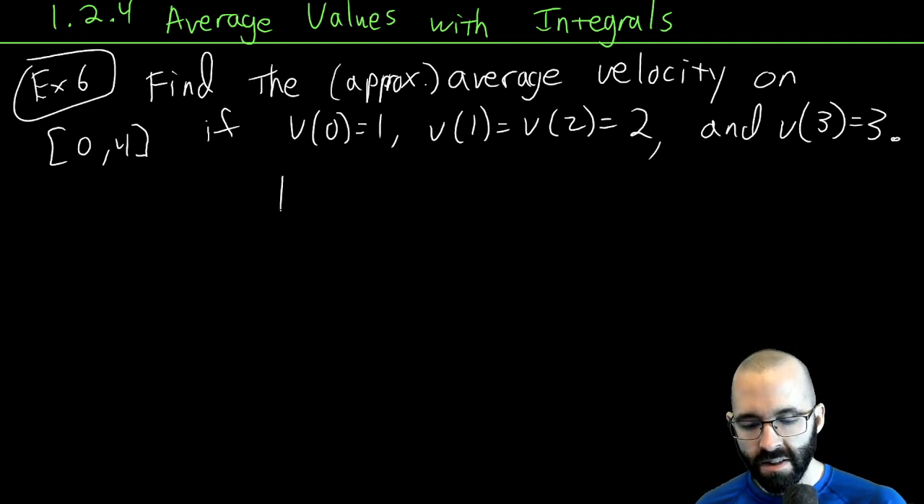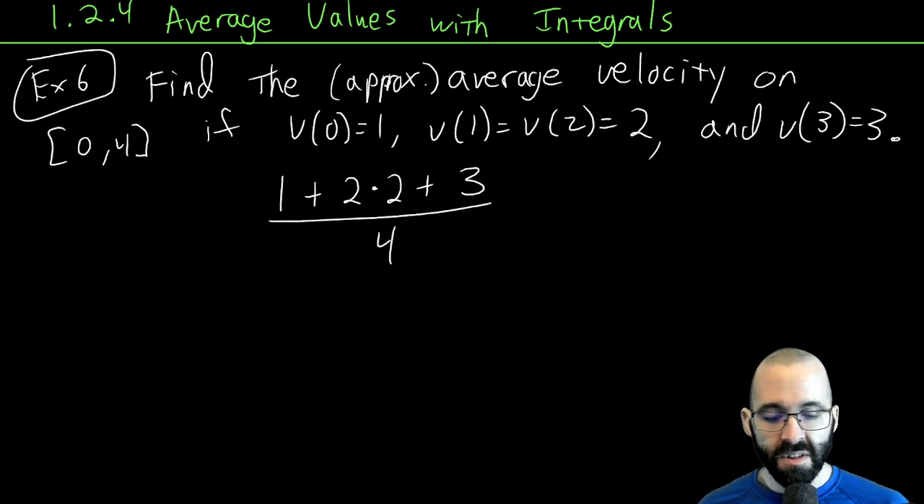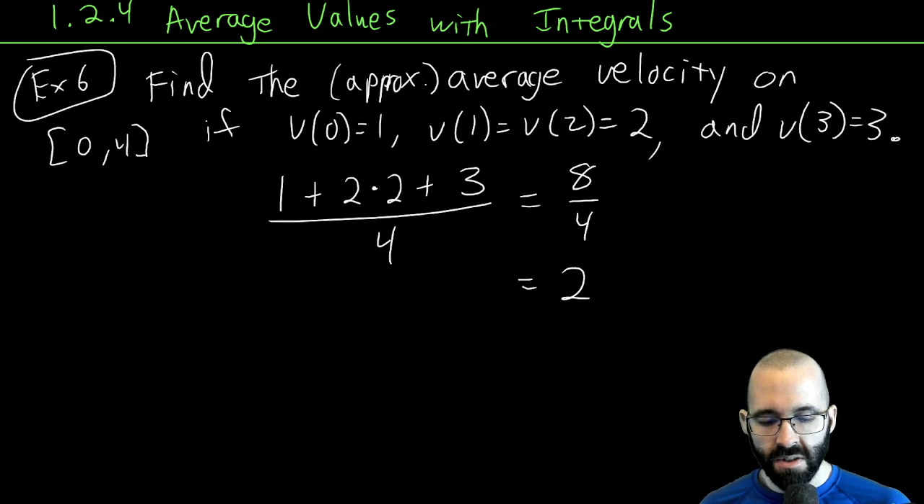Well, there's one 1. There are two 2s. And there is one 3. There are 4 seconds total. That's going to be 8 over 4. The average is 2 units per unit.